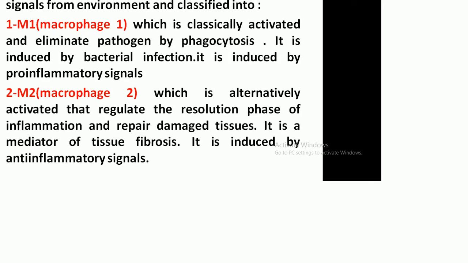Macrophage polarization is a process by which macrophages adopt different functional programs in response to signals from the environment, classified into M1 macrophage, which is classically activated by antigen and pathogen, and M2 macrophage, which is alternatively activated and related to the resolution phase of inflammation.